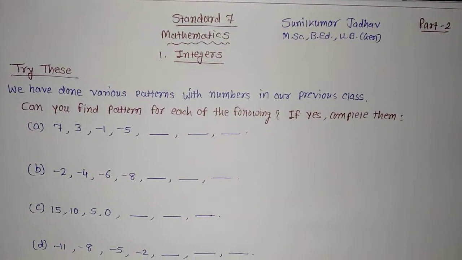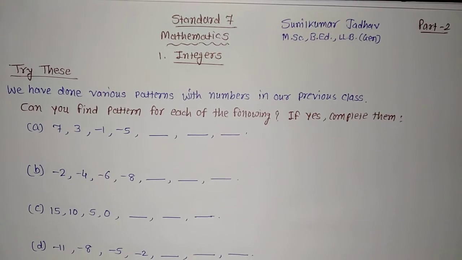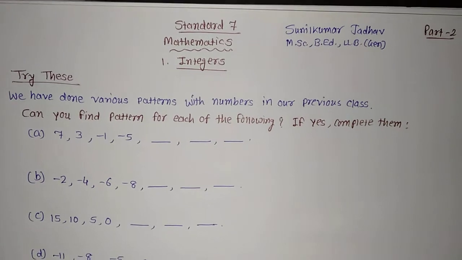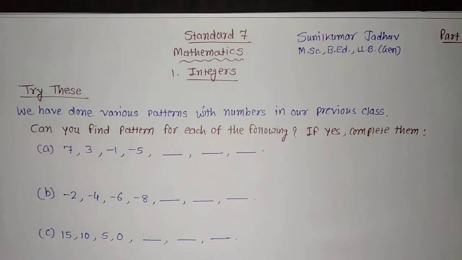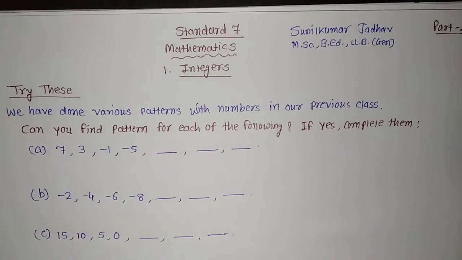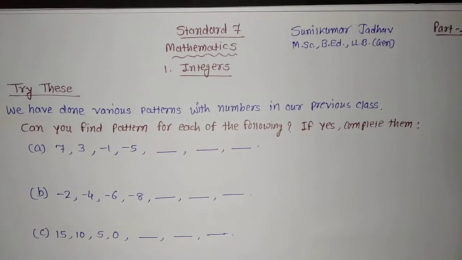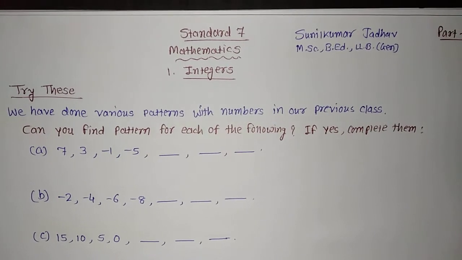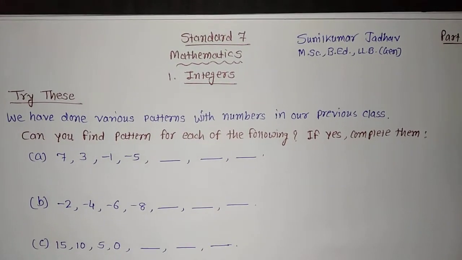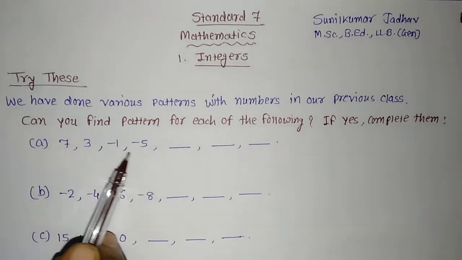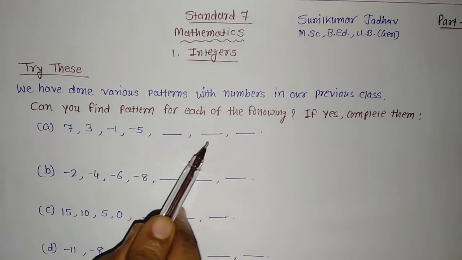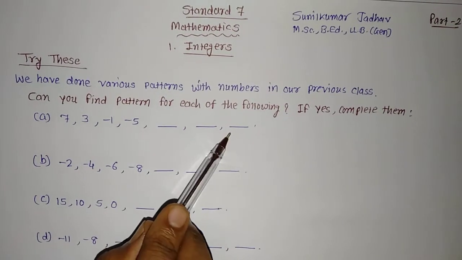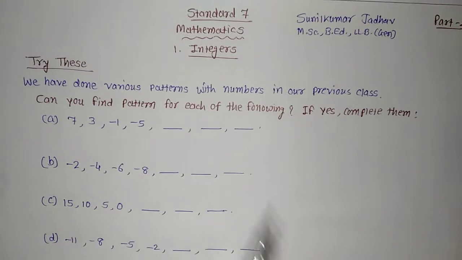These kinds of questions are also asked in competitive exams like IAS, IPS, banking exams and all other government exams. So the concept will be clear to you in this standard. You can score good marks in these competitive exams in the future. So let us see. First one, that is 7, 3, minus 1, minus 5, then blank, blank and blank. We need to find out the pattern and then put all these numbers in the blanks.